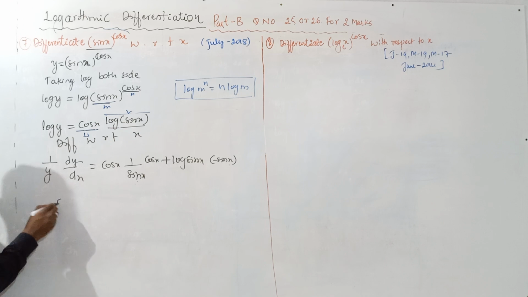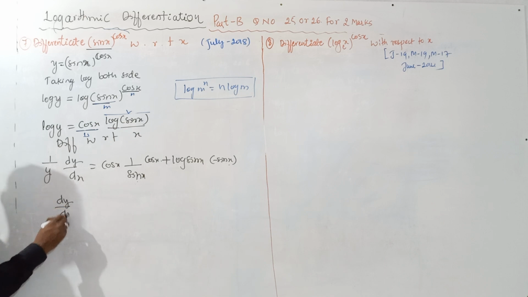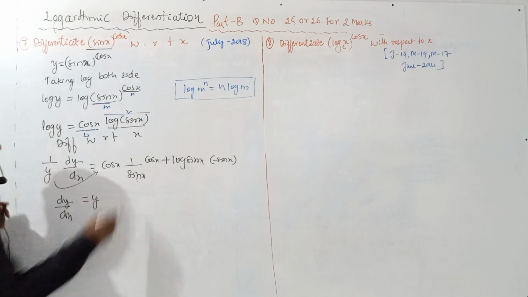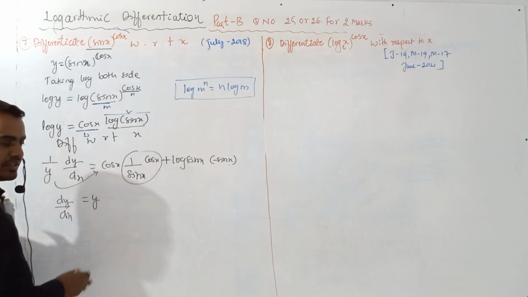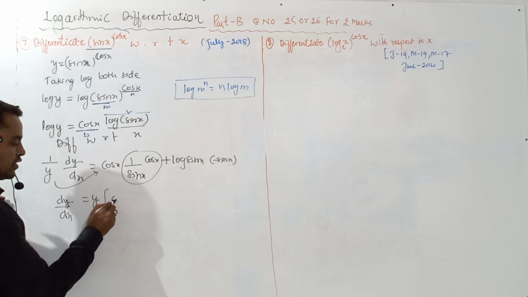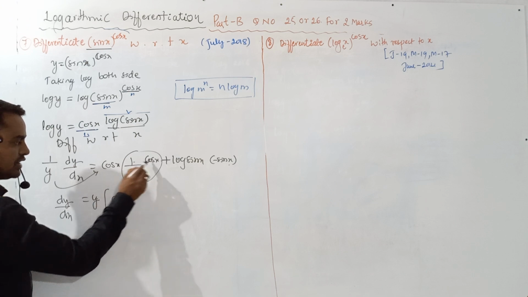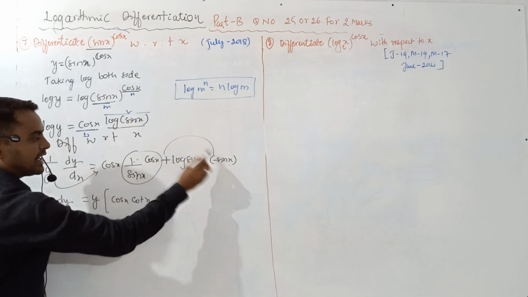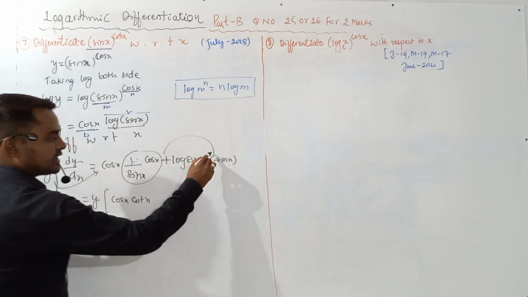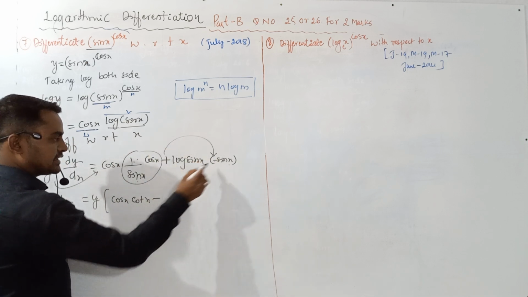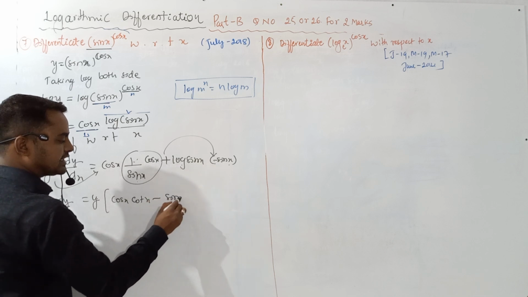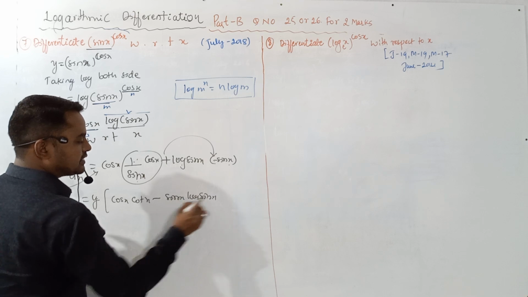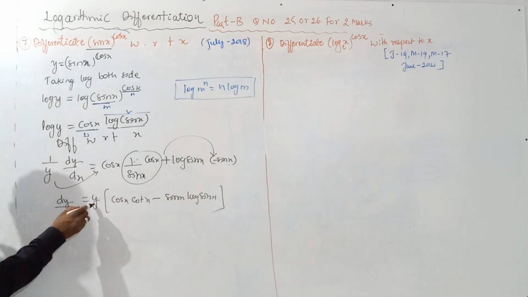Then dy by dx is equal to, this y comes here, y into, cos by sin is what? Cot. Cos x as it is, 1 into cos, cos by sin is cot x. Plus into minus, minus sin x into log sin x, yes, into the bracket, then replace the value of y.